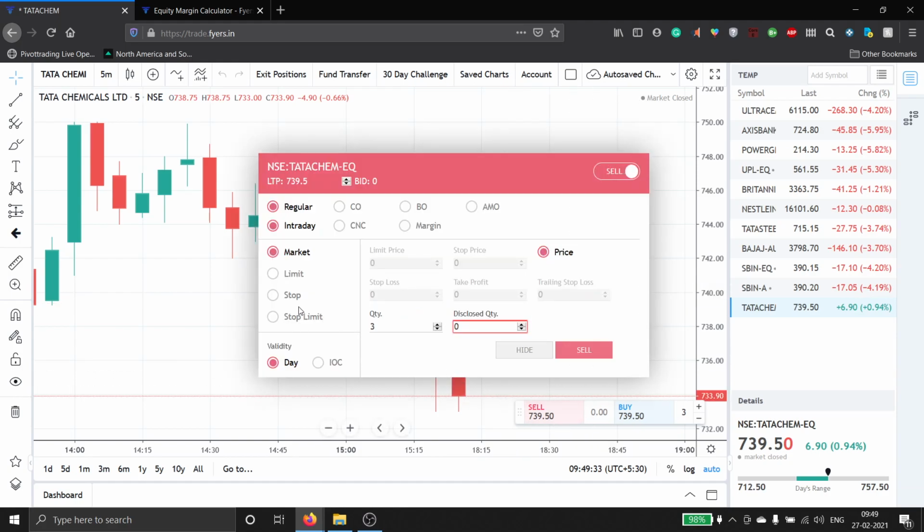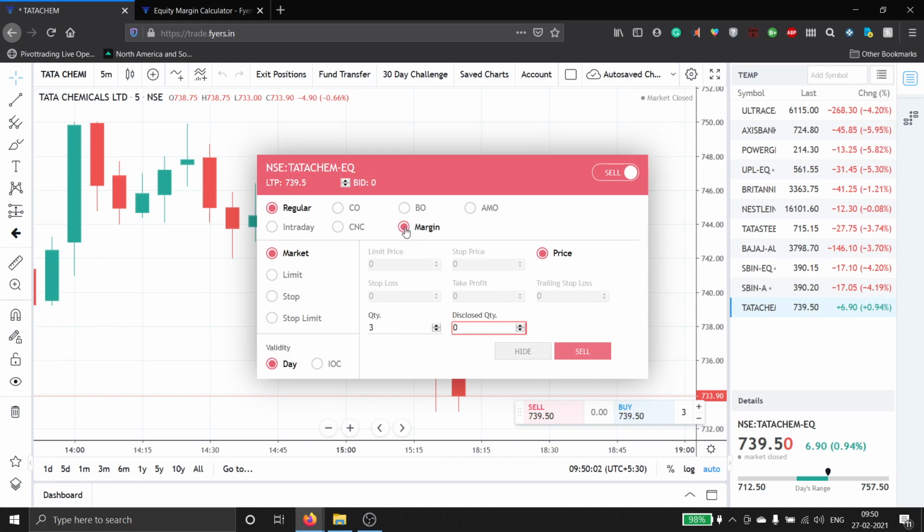Now after opening the order placement dialog, there are many options to choose from. This video is specially for that, so that you don't get confused by looking at these options. The first thing you need to know is the different types of trade that you can do. The three different types of trade that you can do on Fire's platform are intraday, CNC and margin. The third is not all that necessary to understand, but it's better to know a little bit about it. The first two are the important ones.